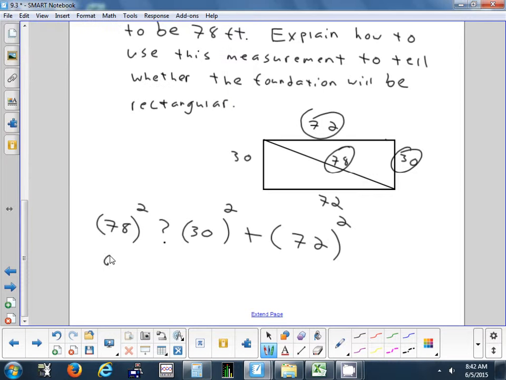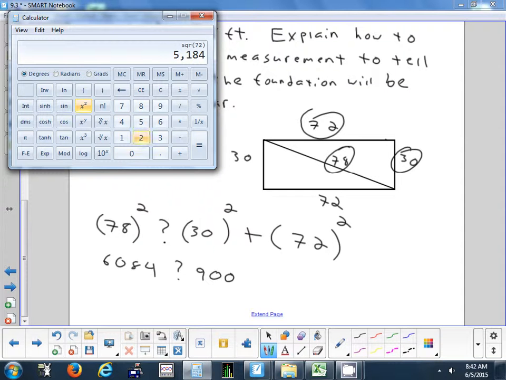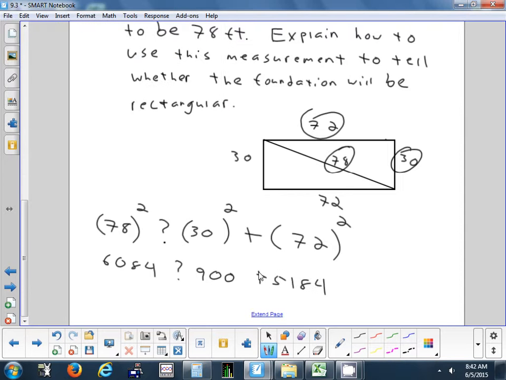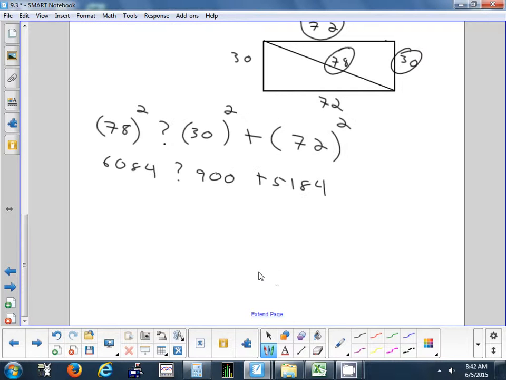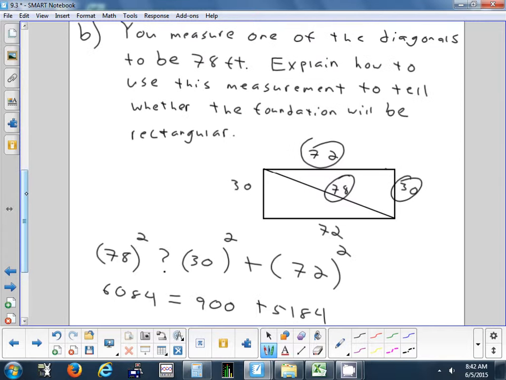So we get 6,084. Okay, 30 squared, that's not too bad to do in your head, that's 900. 72 squared, 5,184. If you add 5,184 to 900, you'll get 6,084. So these do come out equal. So that proves that's a 90.